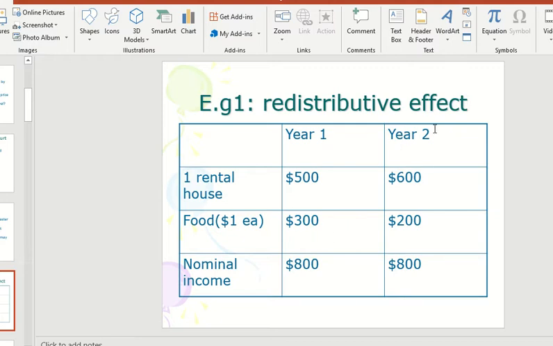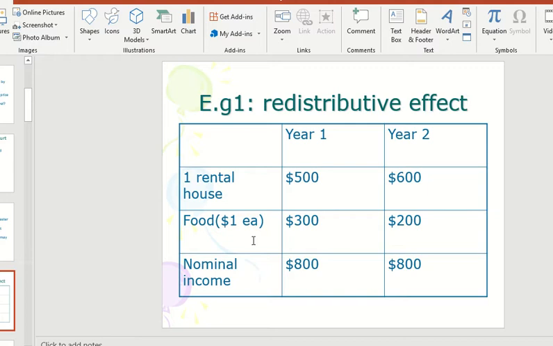So in year two, this same individual still earns $800 a month, okay? But the rent has gone up. It has gone up by 20%, from $500 to $600. The price of food stays the same at $1 per serving.